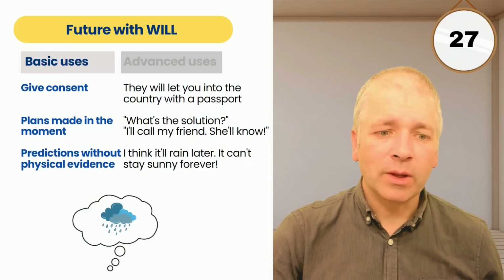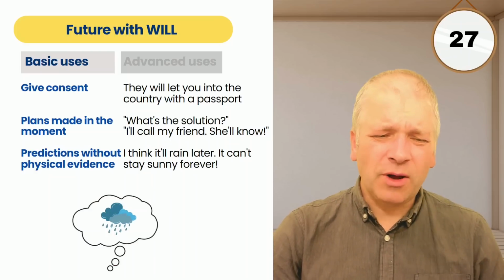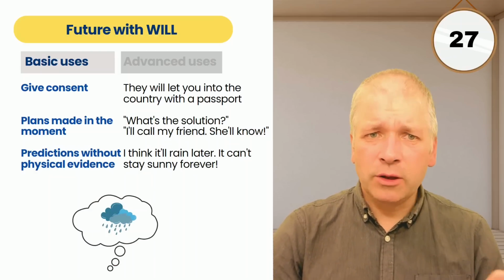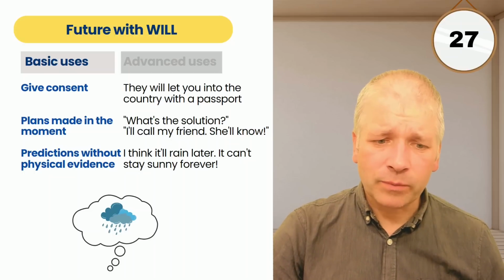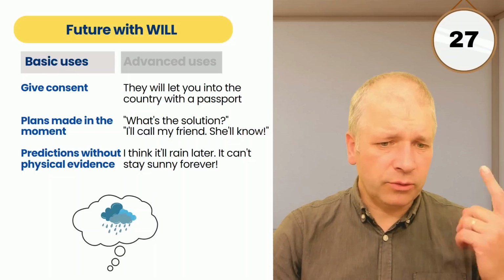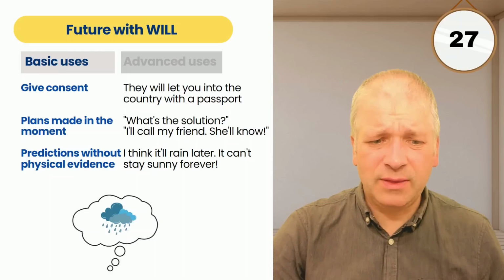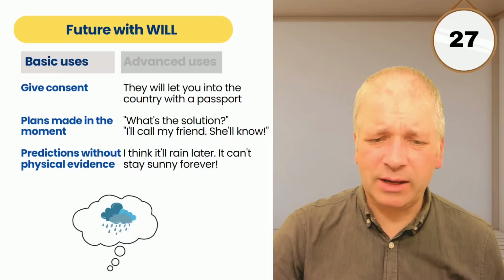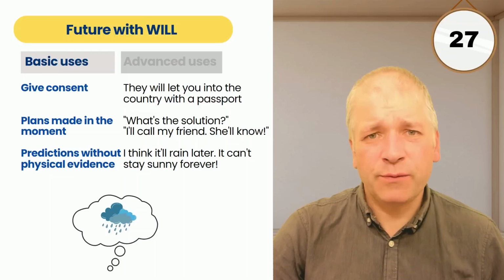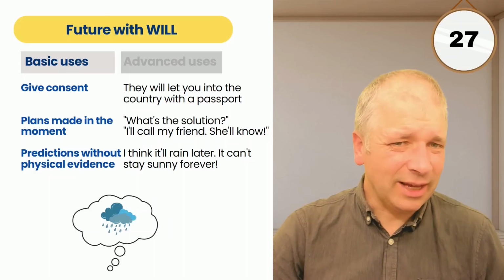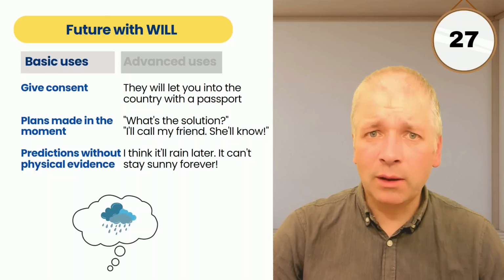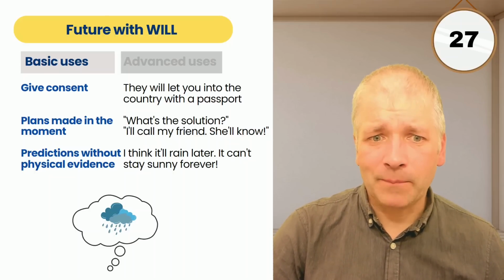If you make a prediction but you don't have the physical evidence, you're much more likely to use will. Here's someone thinking about rain, but they don't have evidence. They just say this: I think it will rain later. It can't stay sunny forever. They're predicting it, but they don't really have evidence, so will makes more sense here.